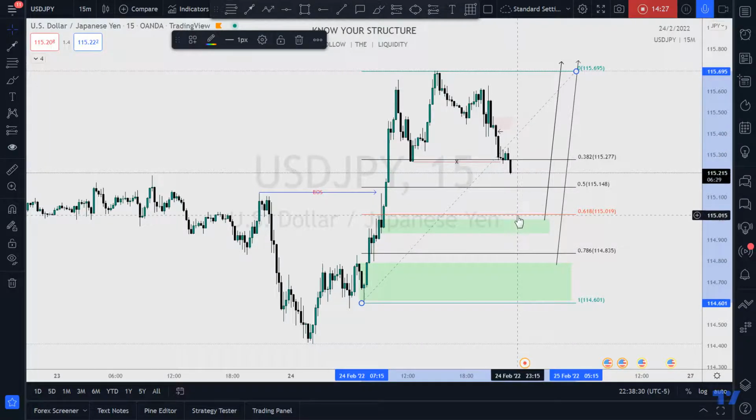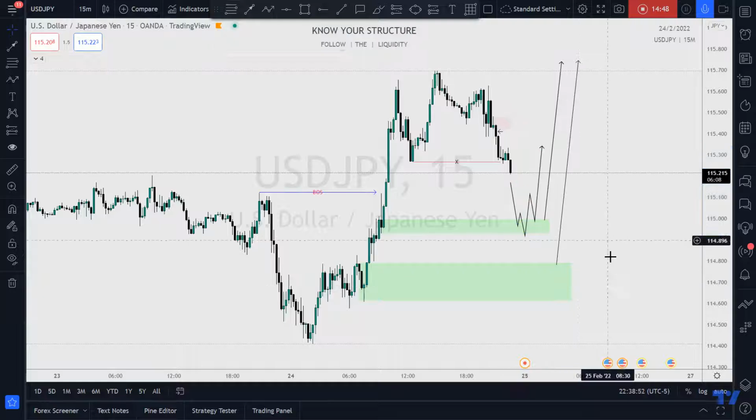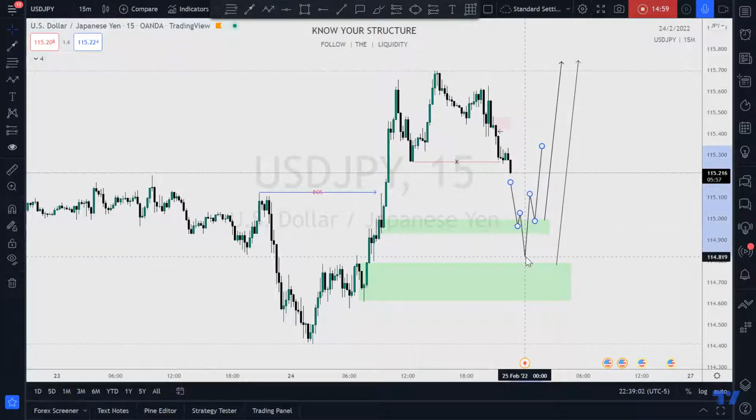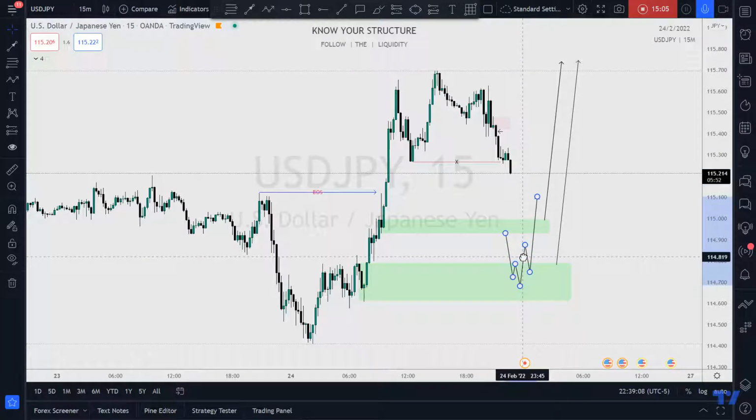But we see that price is coming down here, so we're going to see what price does once it gets here. See how it reacts. What we're looking for is something like this here, on a smaller scale. We can look for it on this time frame or the smaller time frame. We just want to see something like that here, or down here.